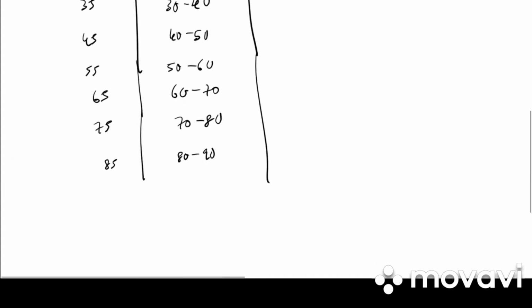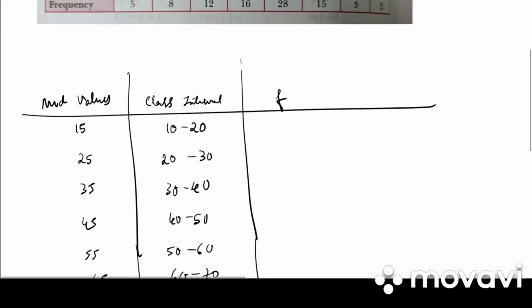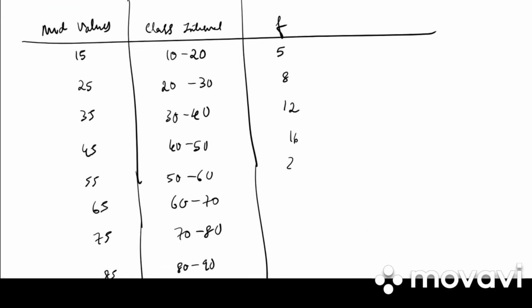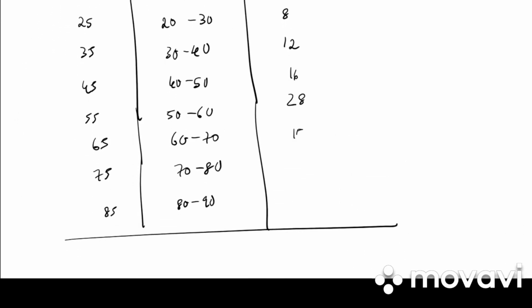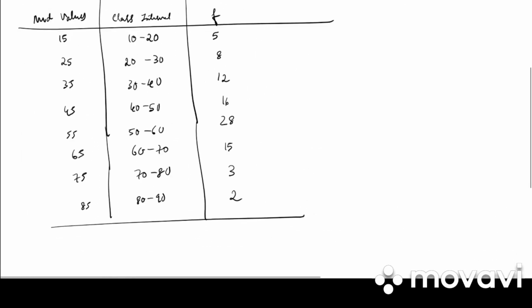The frequency will remain as it is, that is 5, 8, 12, 16, 28, 15, 3 and 2. Next we need to find out the modal class. What number is repeated highest number of times? It is 28. So modal class will be 50 to 60.